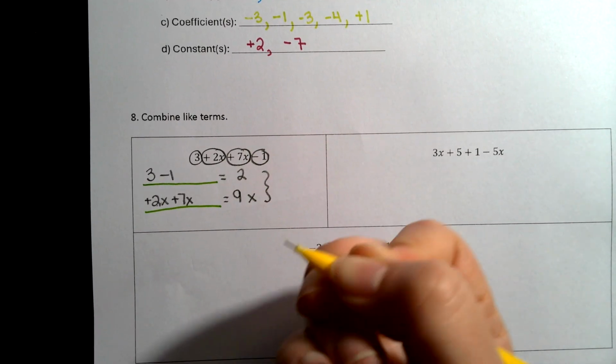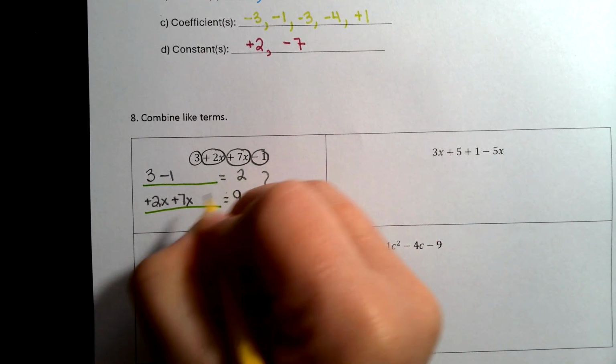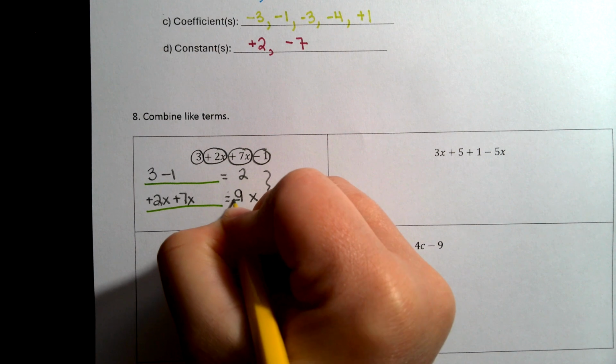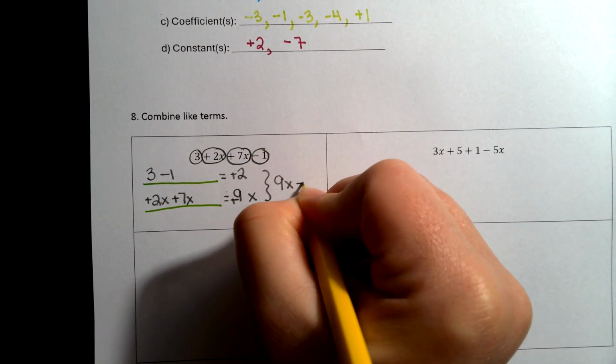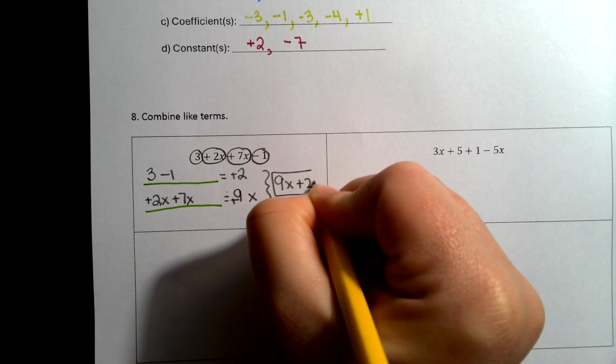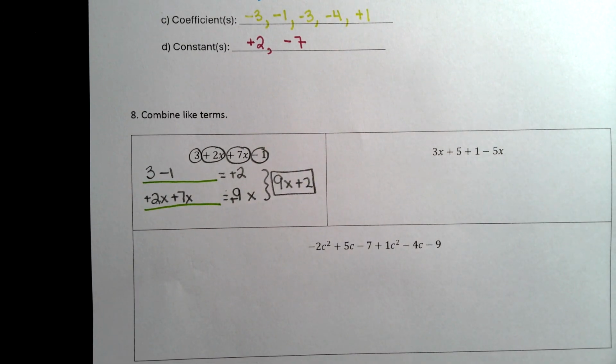Now, sometimes it's confusing what we put, a plus or minus. So 7 and 2 positives is a positive. 3 minus 1 is a positive, so we have 9x plus 2. So this is a chapter 1 style where we drew the line and then added, subtracted, and then wrote our answer.